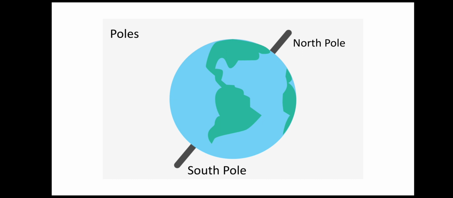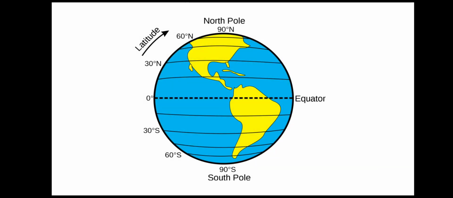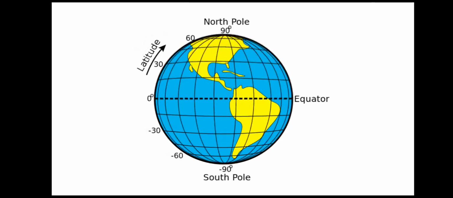A set of circles and semicircles can be drawn on the surface of the globe. The complete circles running from east to west are called latitudes or parallels of latitude. The semicircles joining the North Pole and South Pole and running from north to south are called longitudes or meridians of longitude. Let's have a detailed study about parallels of latitudes and meridians of longitudes.